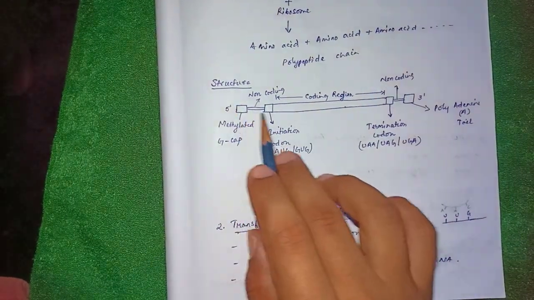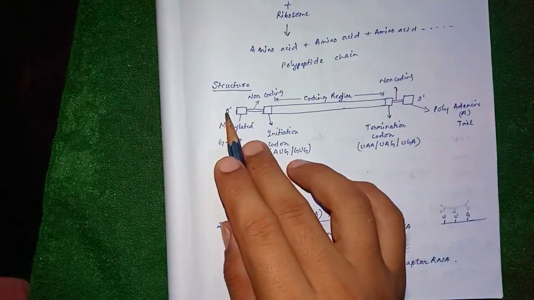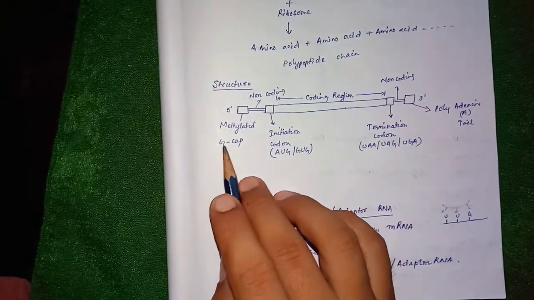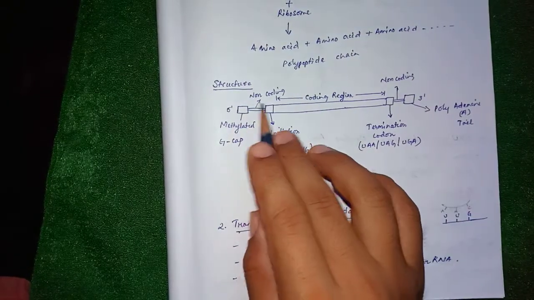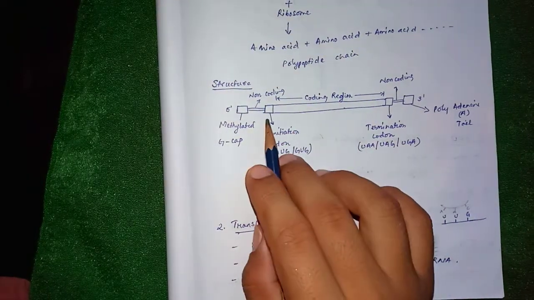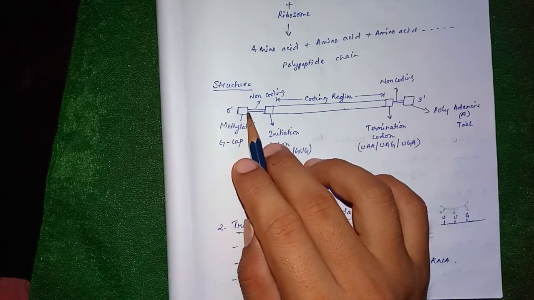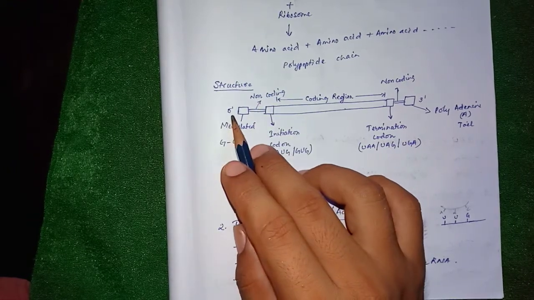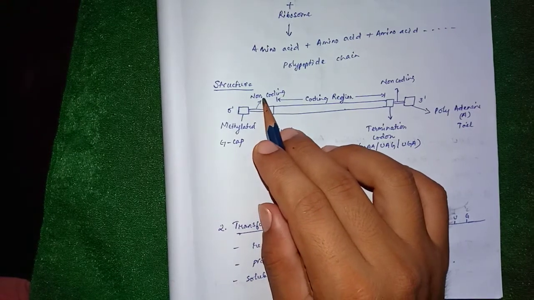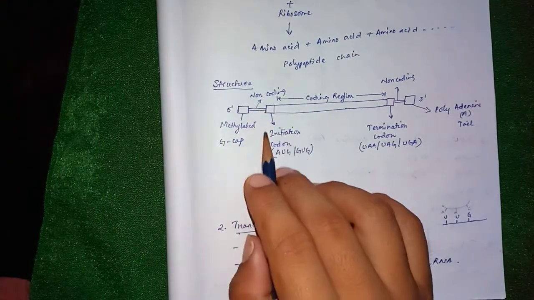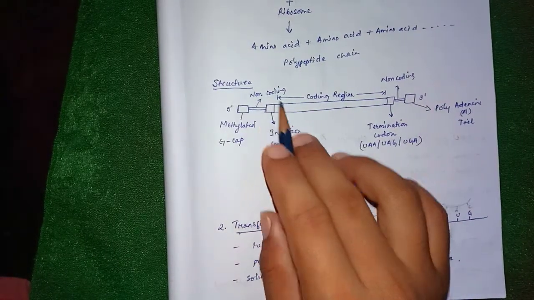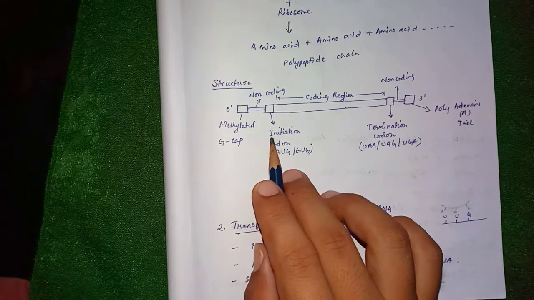Now let's discuss the structure of mRNA. Structurally, the mRNA looks in this form. At the 5' end, the mRNA has a methylated G cap. G here stands for guanine, and next to this is the non-coding region or the non-translated region. The non-coding region that is present between the methylated G cap and the initiation codon is called the leader, and this is present just before the initiation codon. Next to this non-coding segment is the initiation codon.